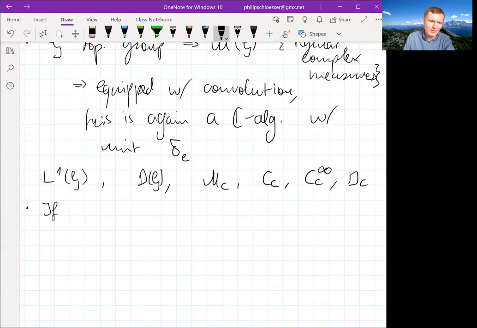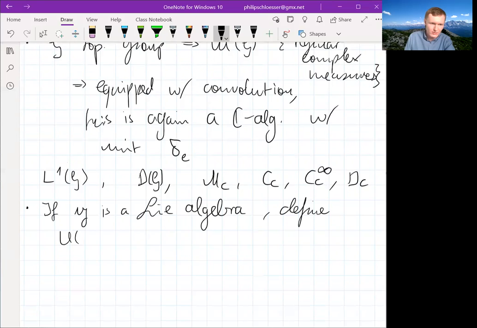Next thing, if G is a Lie algebra, then we can define what's called the universal enveloping algebra. Define U of G to be, now we start the fun. It is sort of the most general algebra that we can embed G into, such that the Lie bracket can be expressed as a commutator.